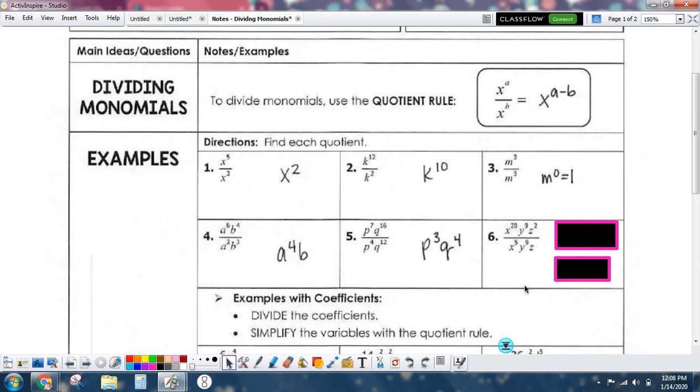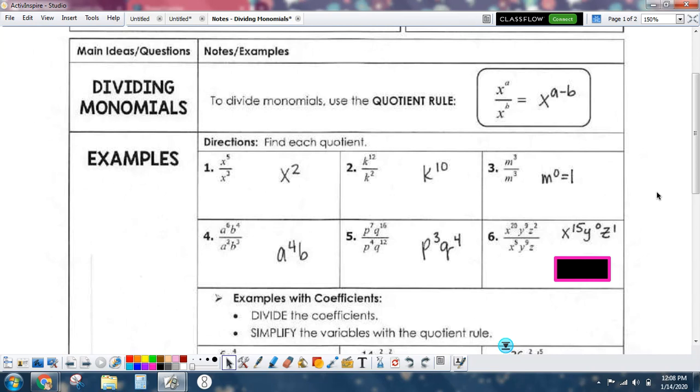Now for number 6, we have 3 different variables this time. So same idea, x's, subtract the exponents. Y, subtract the exponents. Z, subtract the exponents. So with this one, we have 20 and 5 as our exponents for x. So we subtract those. We'll do 9 minus 9 for y and 2 minus 1 for z. So when you go ahead and solve that, you should get x to the 15th power, y to the 0, z to the 1st. Yes, this is a correct answer.